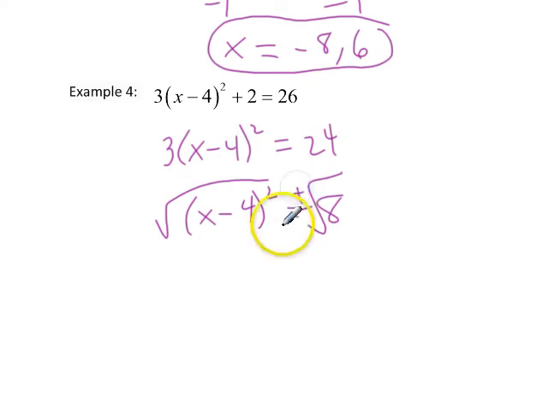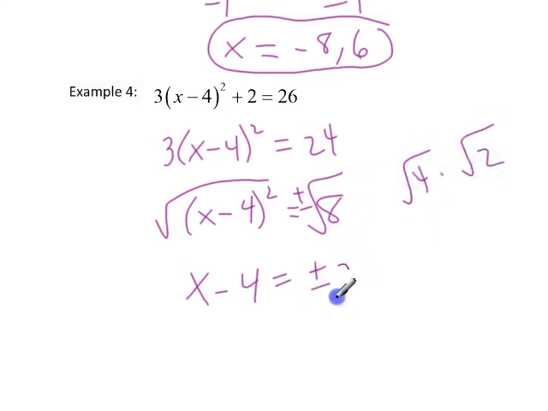Remember your plus or minus. So we get x equals plus or minus the square root of 8, which simplifies. It's the square root of 4 times the square root of 2. So 2 times the square root of 2. Now we can add 4 to both sides. So we get x equals 4 plus or minus 2 times the square root of 2.